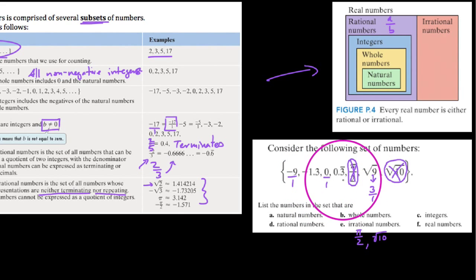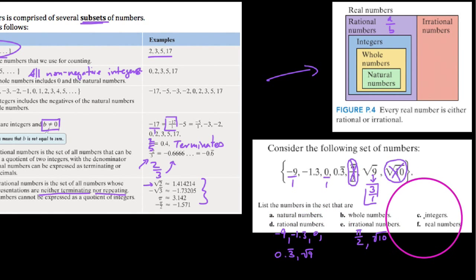0 can also be placed over 1. 0.3 repeating. Well, remember what we said about rational numbers. They can repeat themselves indefinitely. And last but not least, the square root of 9 is also considered to be a rational number. So any of these, -9, -1.3, 0, 0.3 repeating, and also the square root of 9 are considered to be rational.